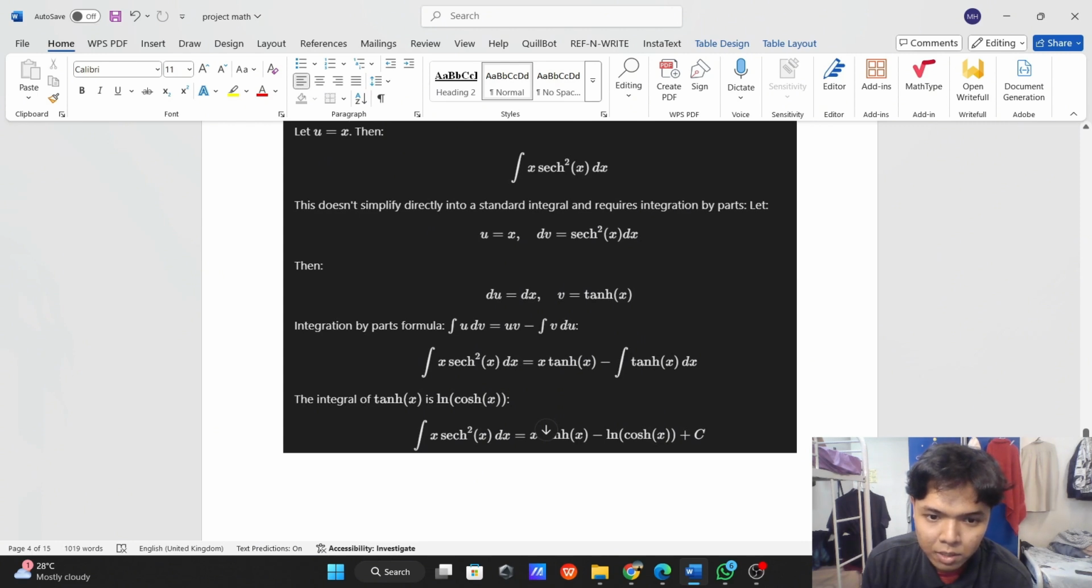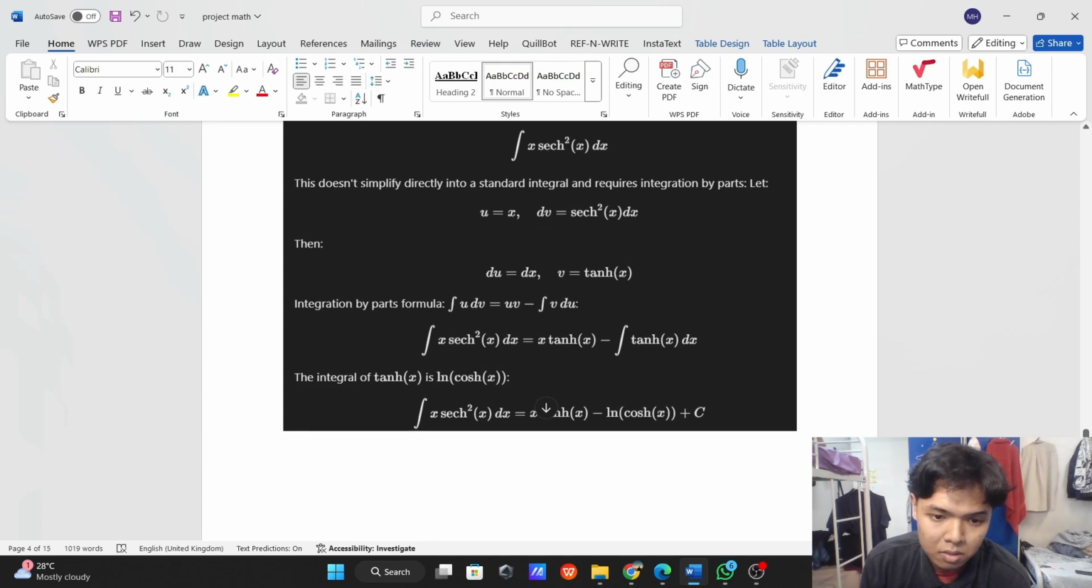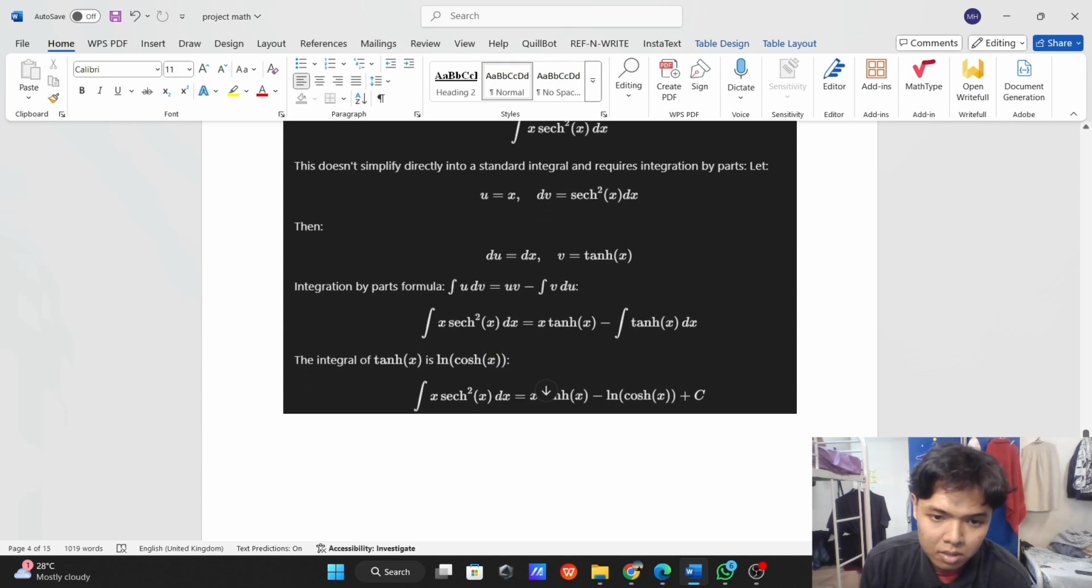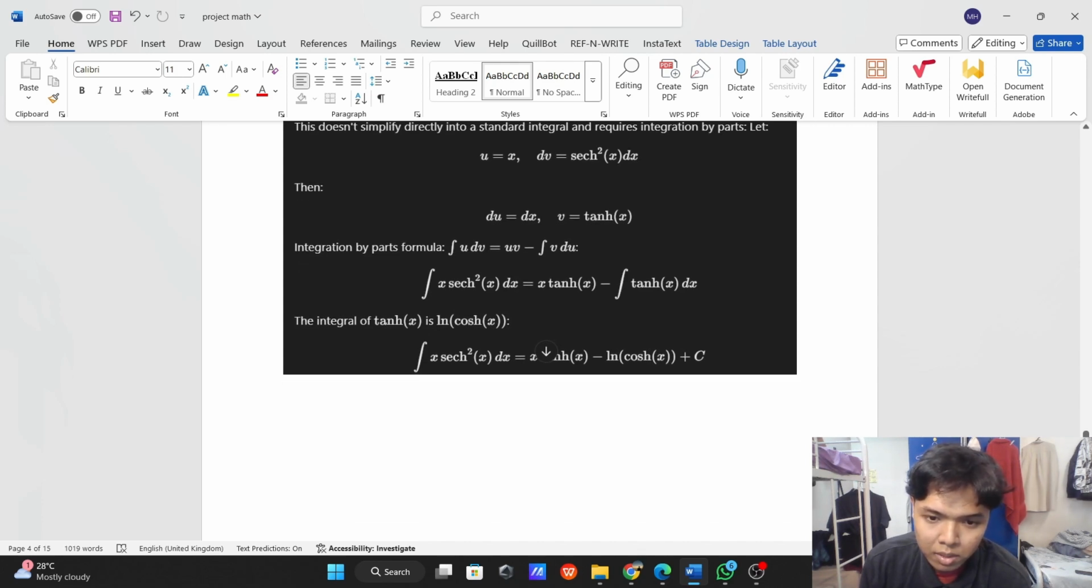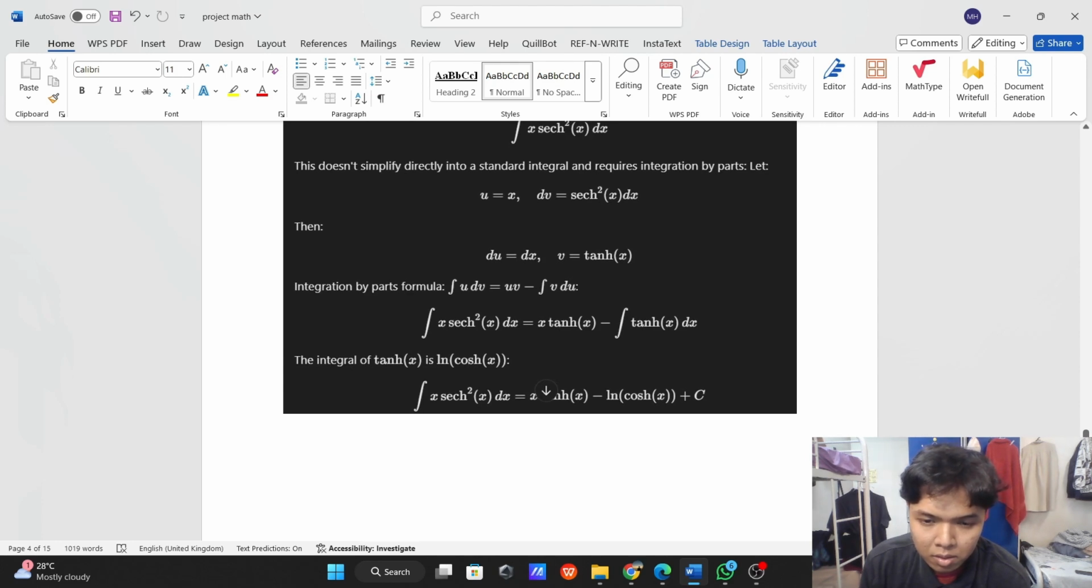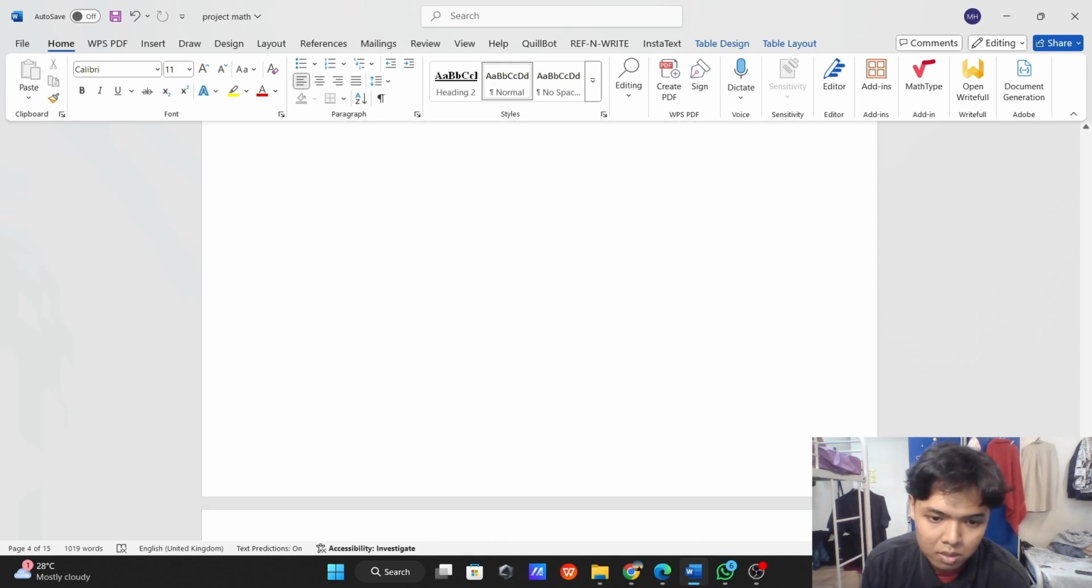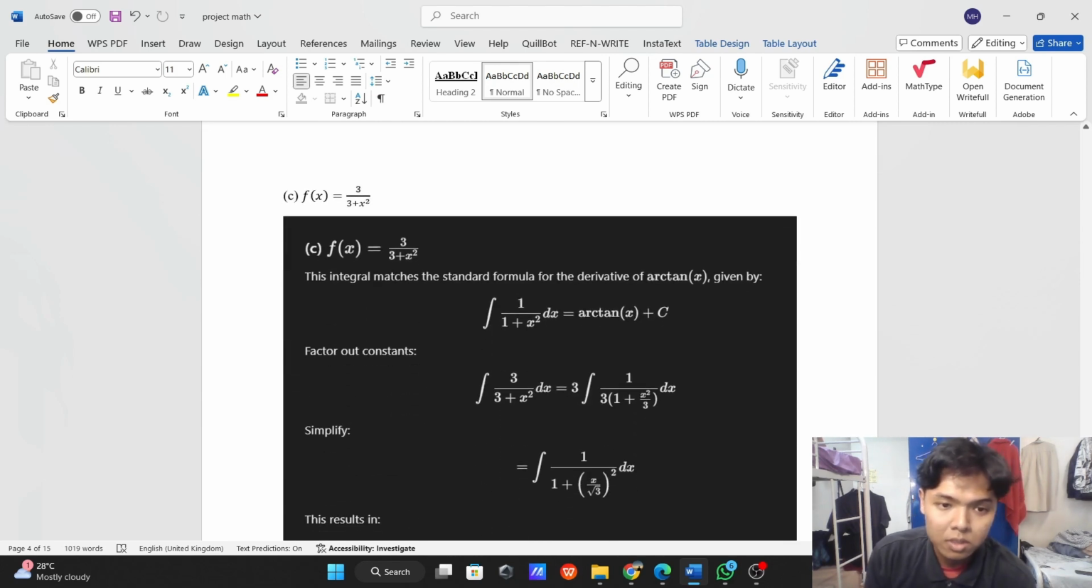Then the integration by parts formula is the integral of u dv equals uv minus the integral of v du. Then we put it in the formula, we get x tanh x minus the integral of tanh x dx. The integral of tanh x is ln cosh x, so it will become x tanh x minus ln cosh x plus c. On to the next question.